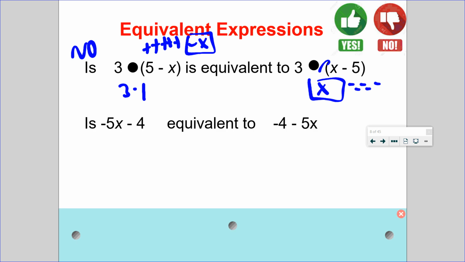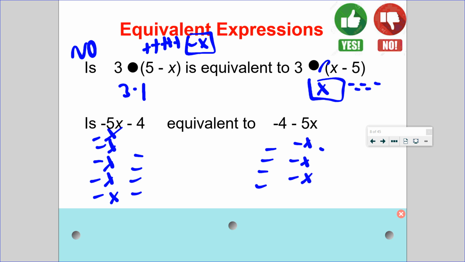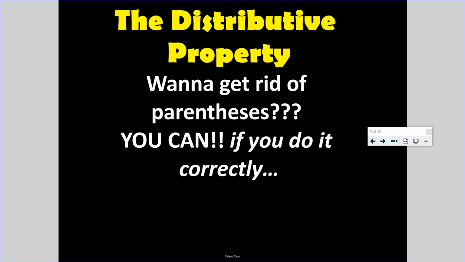Next one. Is negative 5x minus 4 equivalent to negative 4 minus 5x? So negative 5x's minus 4, is that equivalent to negative 4 minus 5x's? Well, if I look at this, they do look equivalent. They are the same. So the distributive property, you want to get rid of those parentheses, you can if you do it correctly.